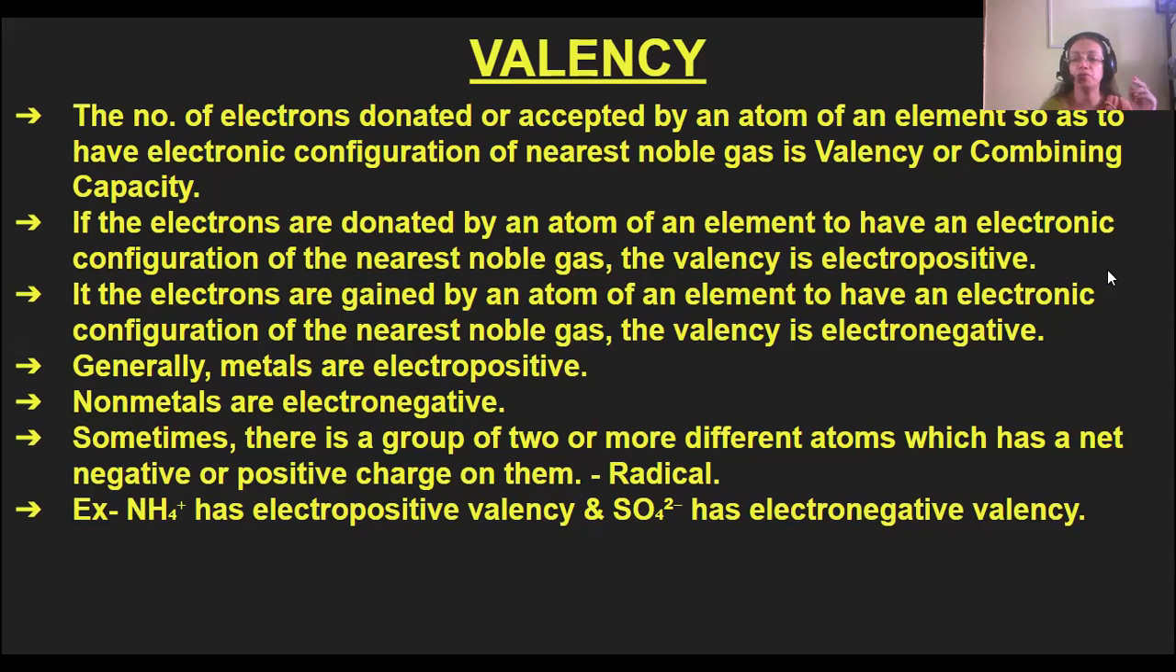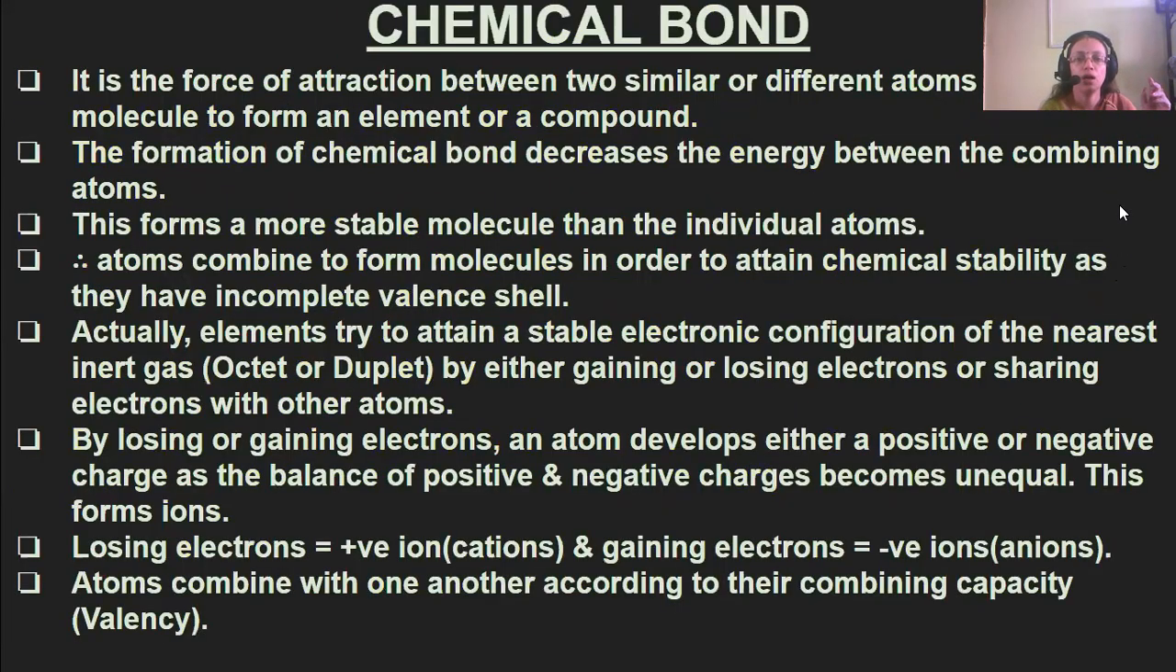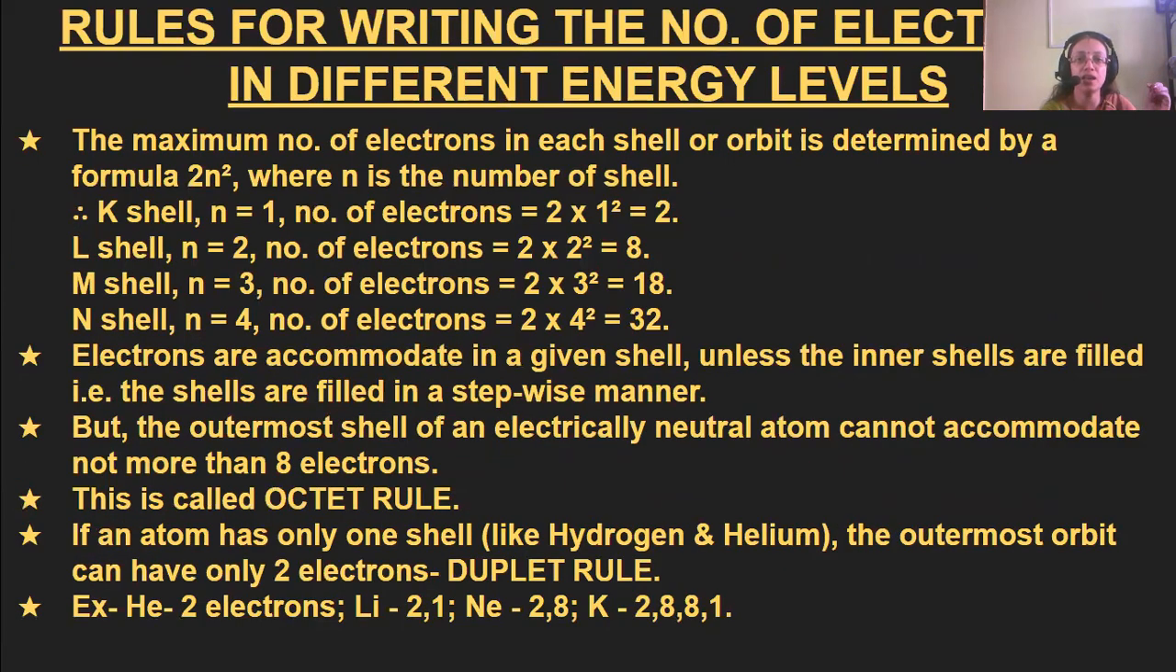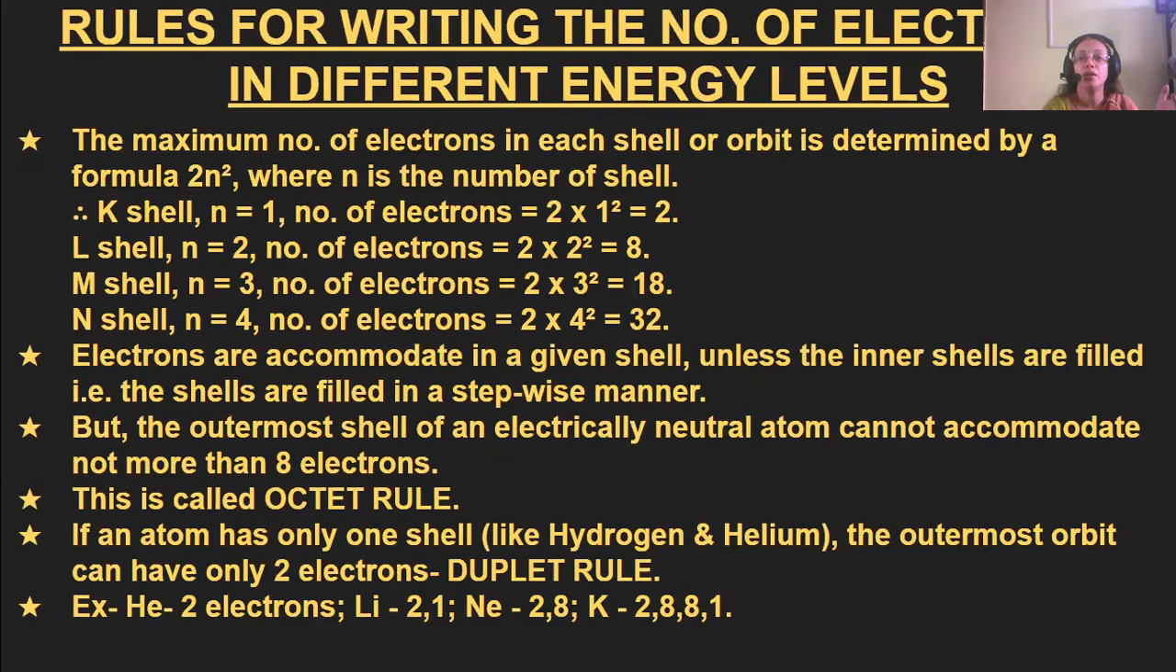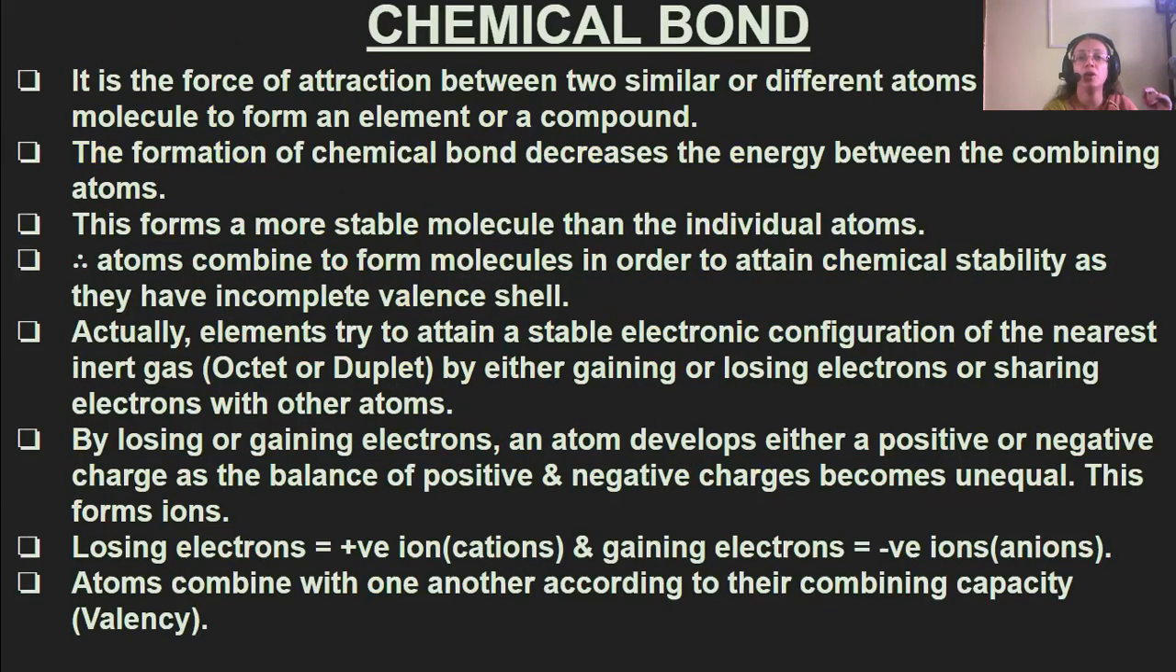In my previous video, I was discussing the valence shell, valence electrons, the rules for writing the number of electrons, that is, electronic configuration, and what the rules are for writing this electronic configuration. What are the contradictions of Dalton's atomic theory? And another thing was there: the chemical bond, which is needed to hold the electrons in their orbits.